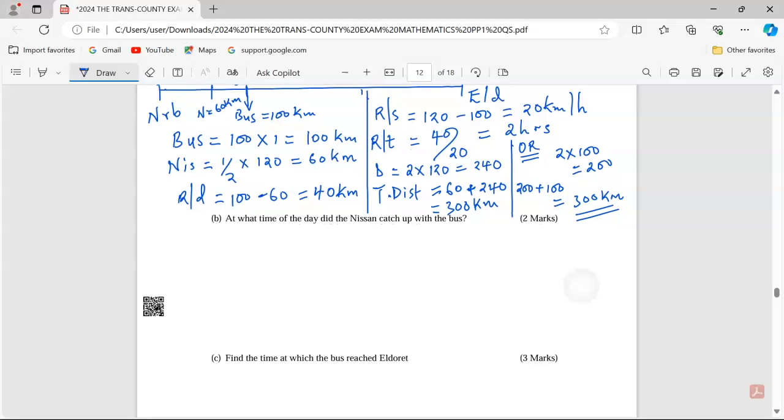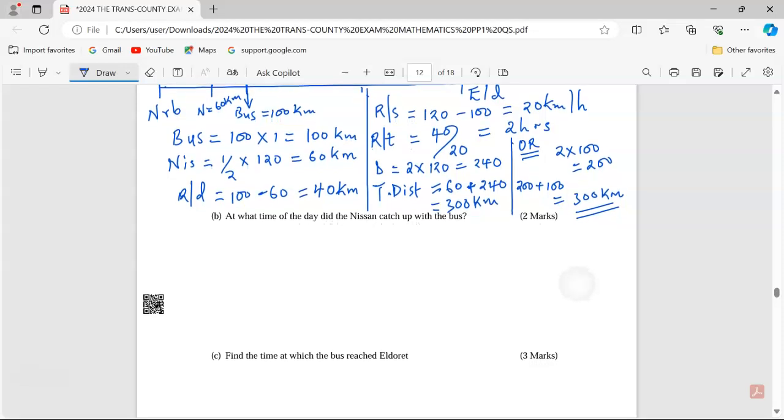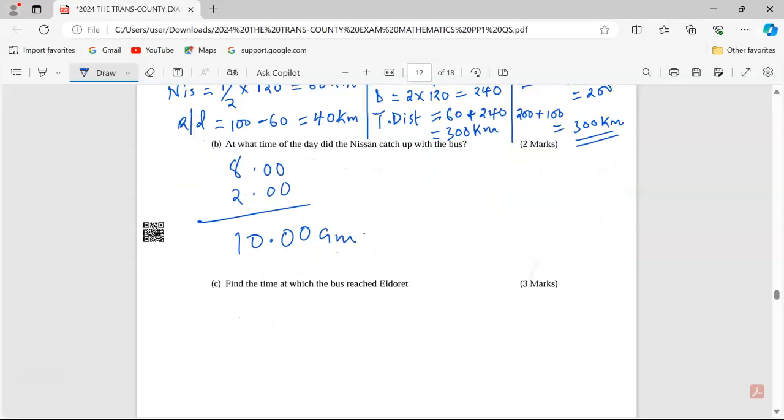Let's look at part B. At what time of the day did the Nissan catch up with the bus? The time the Nissan caught up with the bus is going to be from 8, adding 2 hours, and this is going to be 10:00 a.m. the same day.